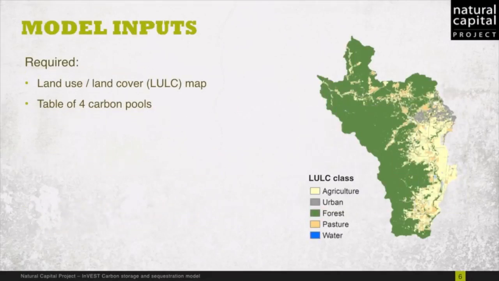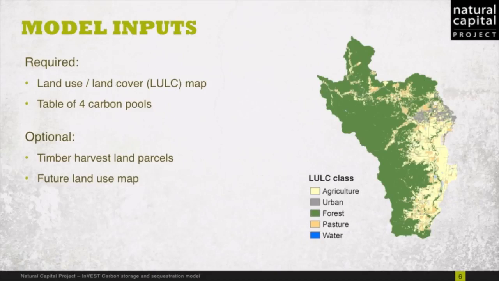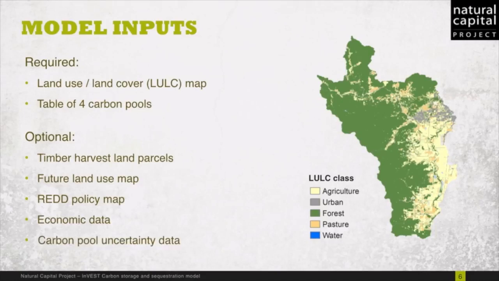There are 2 required inputs to the carbon model: a land use land cover map, as shown in the image to the right, and a table of carbon pool values for above ground, below ground, soil, and dead wood, corresponding to each of the land use land cover classes in the map. Optionally, to include the 5th carbon pool, harvested wood products, spatial information about timber harvesting is required. In order to calculate sequestration, a future land use map is needed. If you want to consider the landscape for REDD credits, a future REDD policy map is required. To put a monetary value on sequestration, economic data is required, such as carbon price and discount rate. And finally, the model can do an uncertainty analysis if additional carbon pool data is provided.